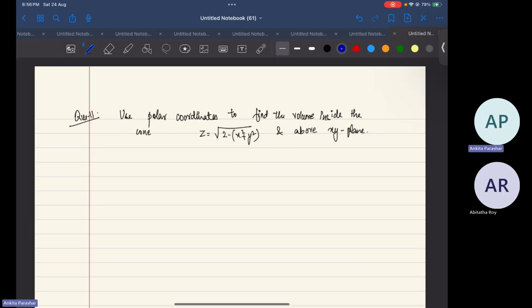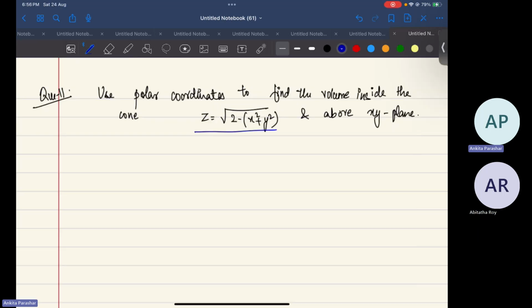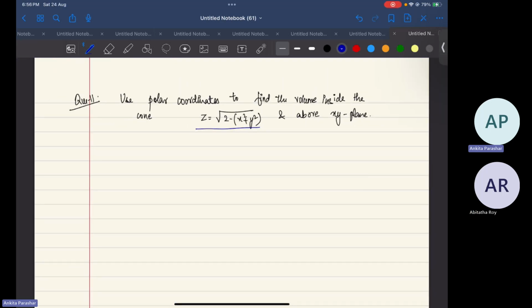And same thing for this. Use polar coordinates to find the volume inside the cone. If you try to see this cone, let me just draw the cone for a moment. Let me just draw the graph, find the limit, and then you will solve it. Above the xy plane, that you have to see. You have to see how it looks when you project to the xy plane.